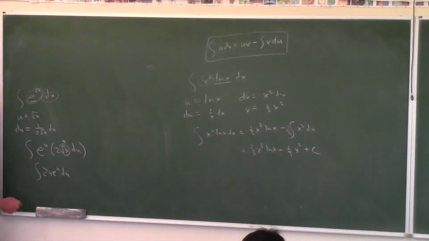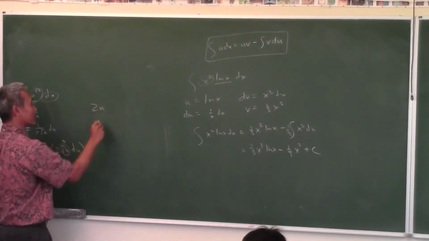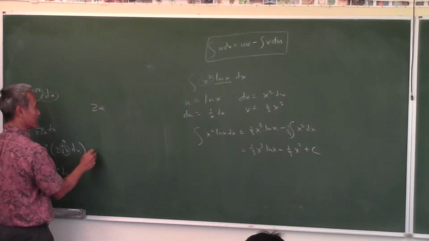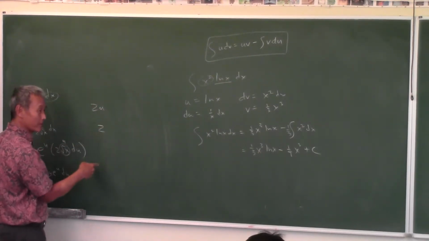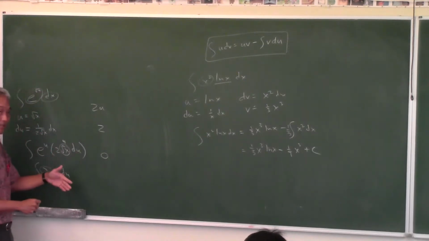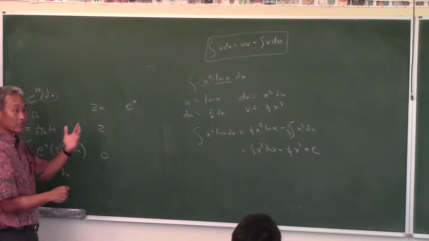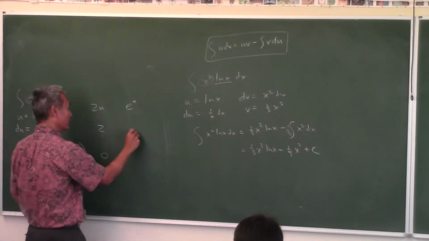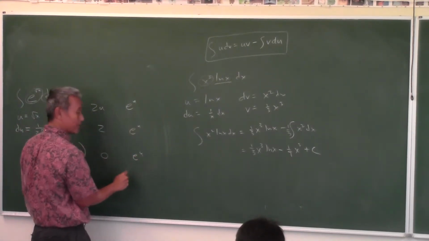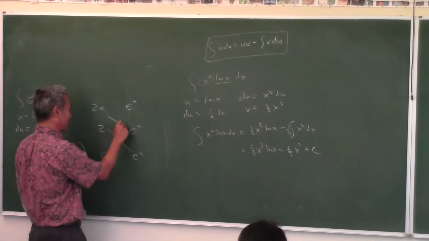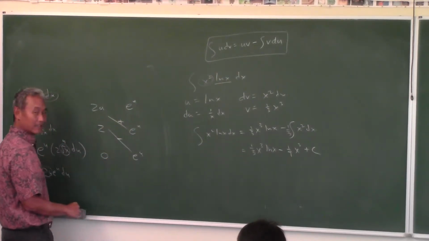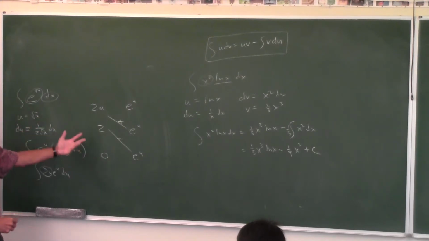However, something like this can be differentiated down to 0, right? What's the derivative of 2u? 2. What's the derivative of that? 0. So you can take it down to 0. And then the other one, you can repeatedly integrate. What's the integral of e to the u? e to the u, e to the u, and then remember this? Plus or minus. Always start with plus and it alternates.